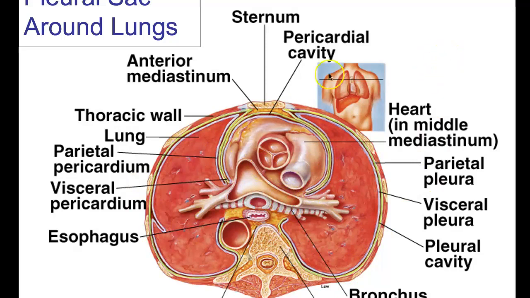So it divides your chest into a pericardial cavity and a pleural cavity. And this becomes important later on. And you see these tubes for the esophagus then coming down parallel to that trachea.